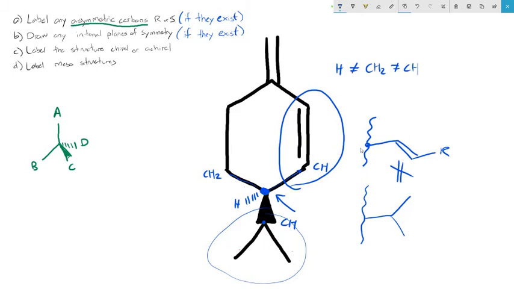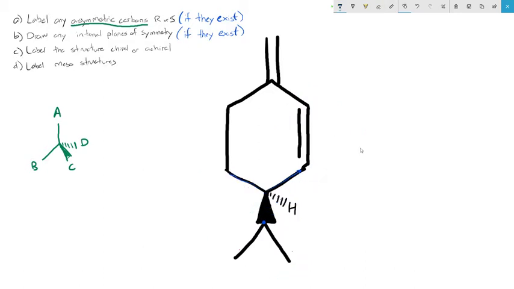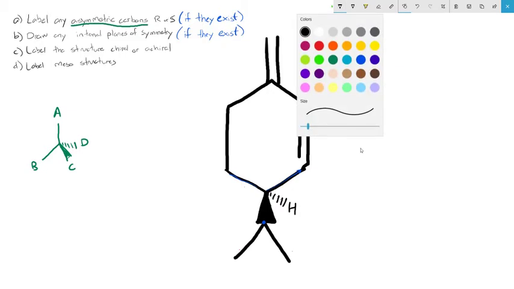Okay, again, I'm going to clean this up and then we can continue to label it R or S. Here I've just drawn in the hydrogen that is implied by line angle notation. So we're going to start to label the priority groups on this. I'm going to use, what would come out best? Green, why not?